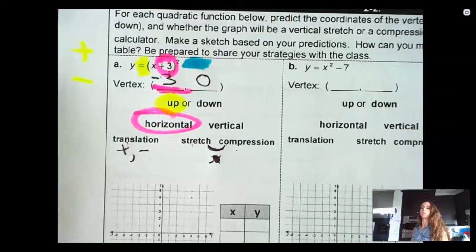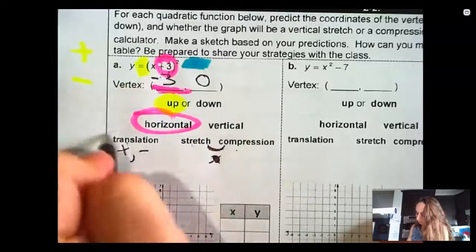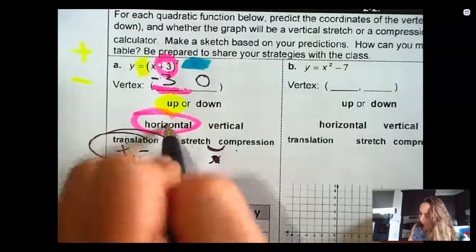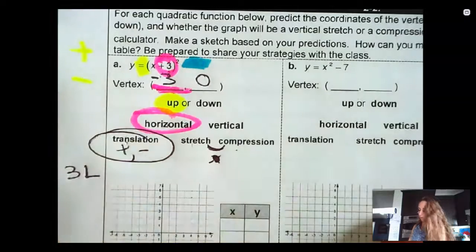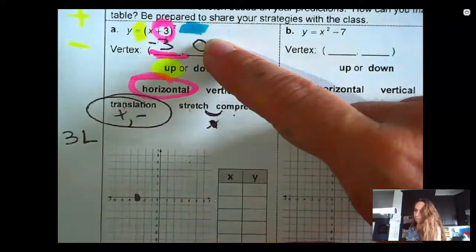A translation is what's either being added or subtracted. So if you look here, it's being added, so it's a translation. And what would it be? It would be horizontal translation, 3 left. How do I know for sure? Look at this. If I graph this, negative 3, 0, there we go.